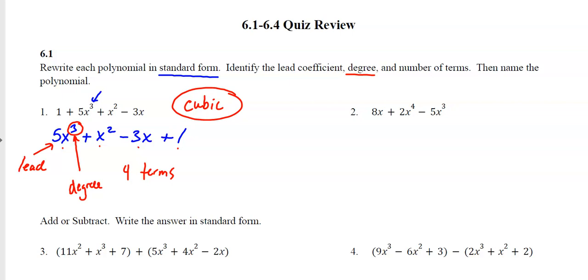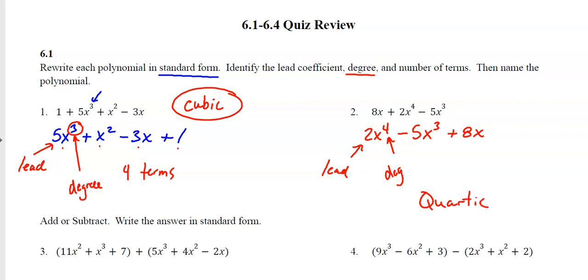All right, next one, my biggest power is 4, so 2x to the fourth. We then flow into the x to the thirds. There are no x squareds. There is an x, and there are no constants. So the lead coefficient is 2. The degree of the polynomial is 4, which will help me name it because it's a 4th degree polynomial. It is called a quartic. And the number of terms is 1, 2, 3 terms.